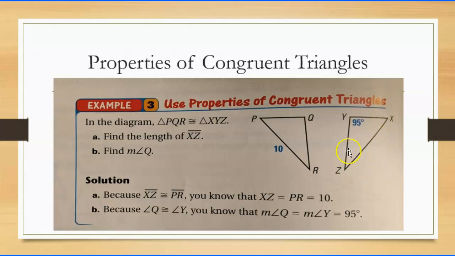You now know that PR is 10 and XZ is going to be 10. Angle Y is 95. Therefore, once we figure out the matching angle over here, then we know that that angle is 95. So now we know that Q is 95. So there's lots of things that we can find out by the information they give us in the triangles. So we know that PR is 10, XZ is 10, and we know that those angles will also match in value. So always look for everything you can find out based on the information that they give you.